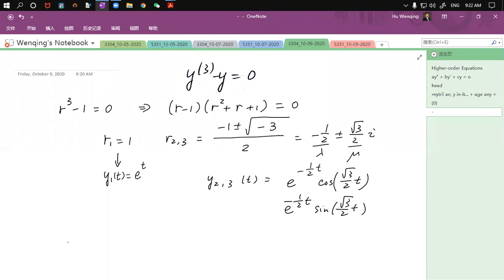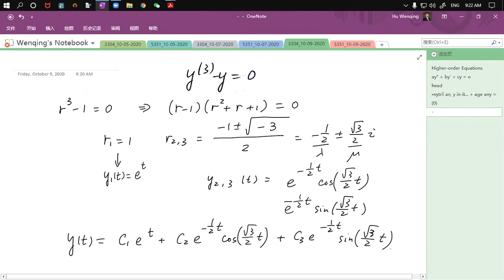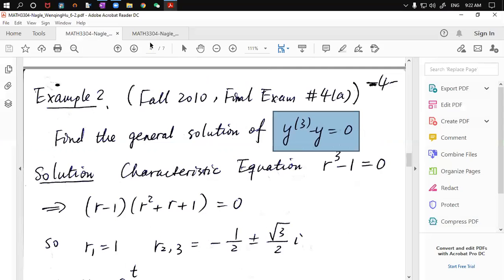So that being said, the general solution is c1 e to the power of t plus c2 e to the power of minus 1/2 t multiplied by cosine of square root of 3 over 2 t, plus c3 e to the power of minus 1/2 t multiplied by sine of square root of 3 over 2 t. That's going to be the situation. Is that good, family? Okay, so that's the exercise, so that you can actually practice.